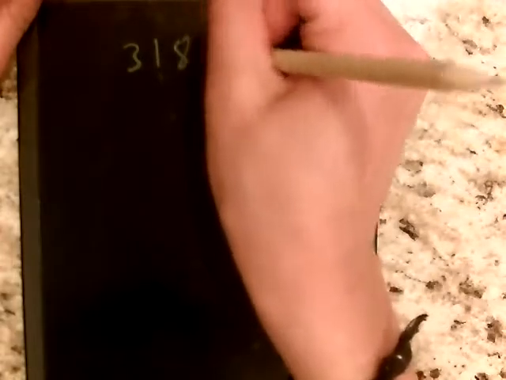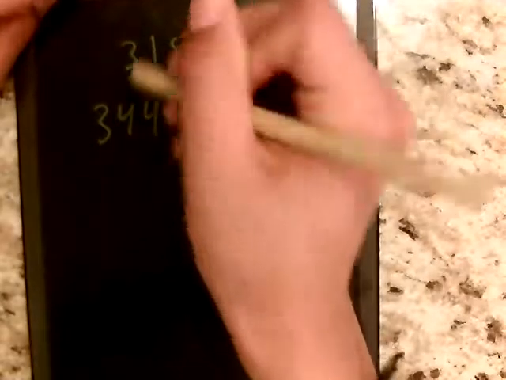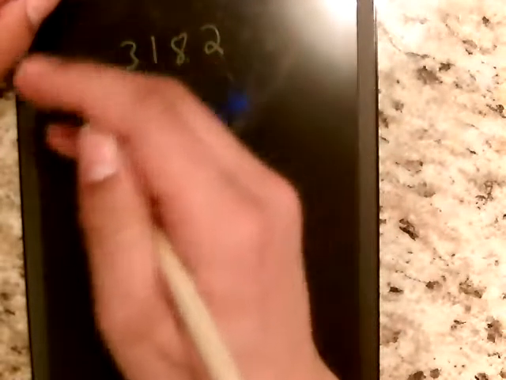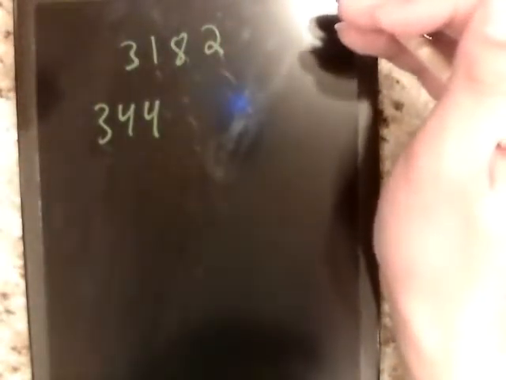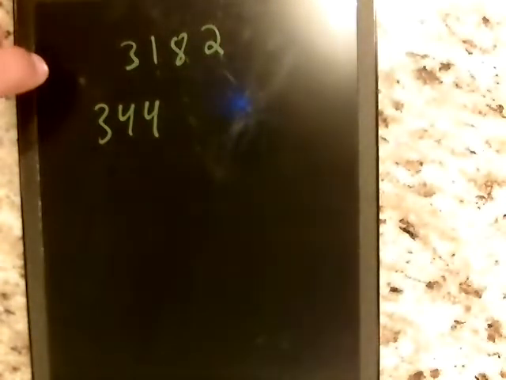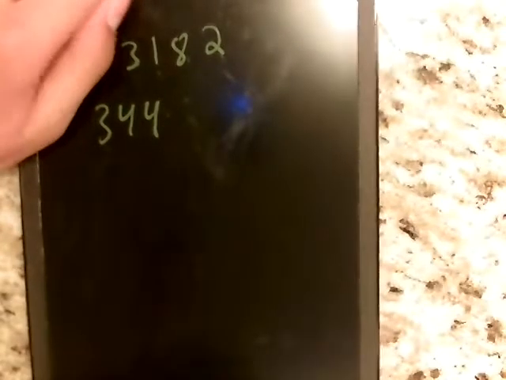Okay, so let's do 3,182 instead. I messed up on that last one. So then plus 26, that equals 344. And then plus 13 times 4 is 52. And that's 34 plus 52, that's 86, which is 43 times 2. And so 3,182 is divisible.